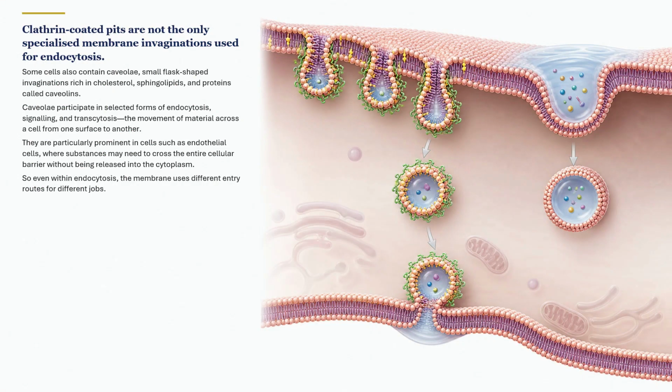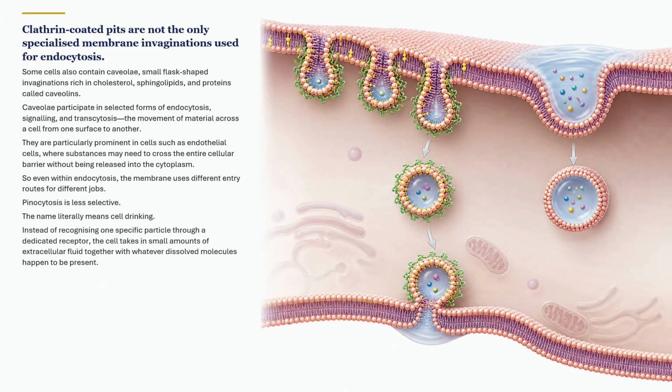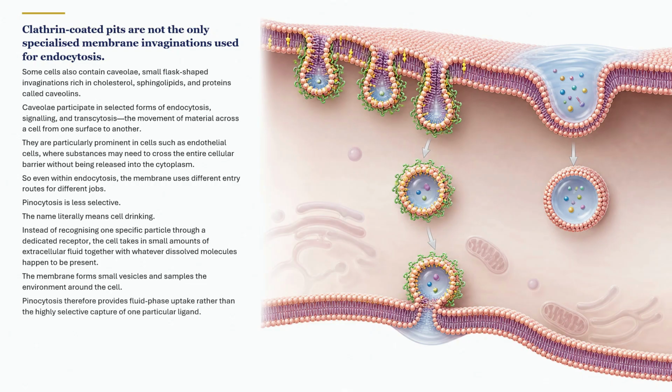Pinocytosis is less selective. The name literally means cell drinking. Instead of recognizing one specific particle through a dedicated receptor, the cell takes in small amounts of extracellular fluid, together with whatever dissolved molecules happen to be present. The membrane forms small vesicles and samples the environment around the cell. Pinocytosis therefore provides fluid phase uptake rather than the highly selective capture of one particular ligand.